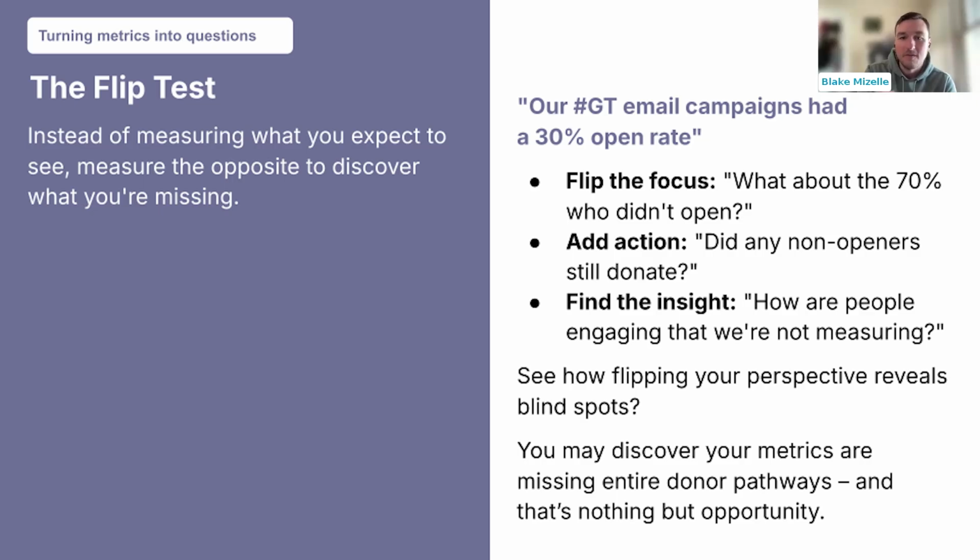Like maybe there's a person who's feeling a bit overwhelmed by the email they're receiving from your organization, so they've stopped opening, but they still want to engage and they're still donating. That's important to know and understand, so you can communicate with that person in a better way. You may discover that your metrics are missing entire donor pathways. That's something like we talked about in the last test. And that's all opportunity. Maybe that particular individual or a cohort of others prefer fundraising over SMS messages. They don't want email communications. It could be something as simple as that. It could be more complex.